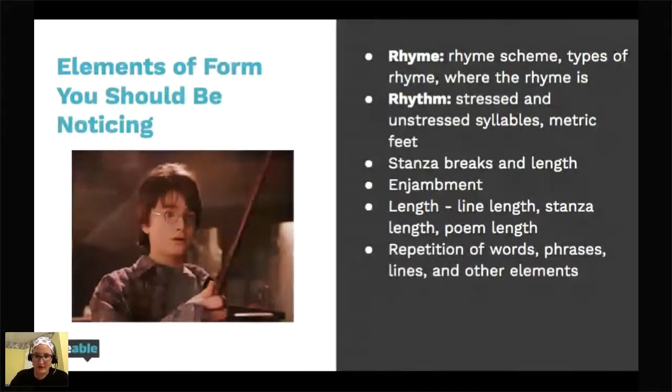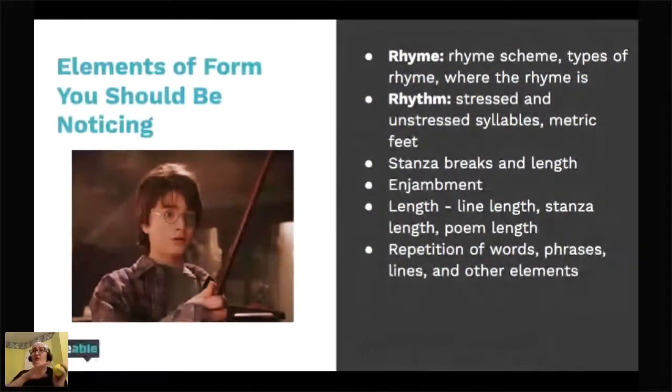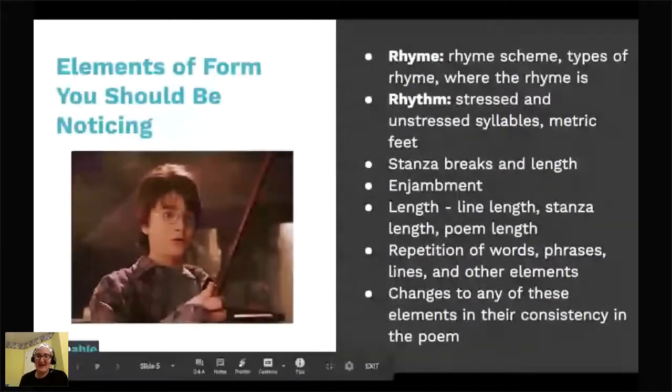You always want to look at repetition, and that repetition goes with form, and so does length of lines and repetition of lines and enjambment. Those can go with particular forms of poems, so that might be a reason why an author also uses things like enjambment or stanza breaks, or repeating words or phrases or lines and other elements. So we'll look more at repetition with the particular poems we're going to look at today, types of poems. The main thing to actually look at this for is changes to any of these elements.